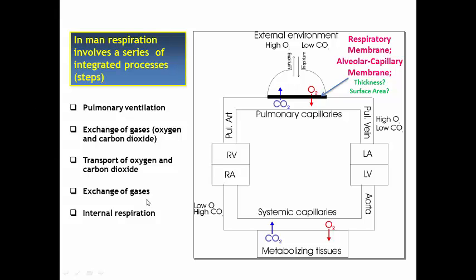The last stage of respiration of man is the internal respiration, and this takes place within the cells of the body themselves. Where in the cells? Within the mitochondria, as you all know. You have covered the first step, which is pulmonary ventilation, in the previous lectures, and in this lecture we shall focus on the second stage of respiration, which is the exchange of gases in the lungs. The last step, which is internal respiration, is dealt with in biochemistry.